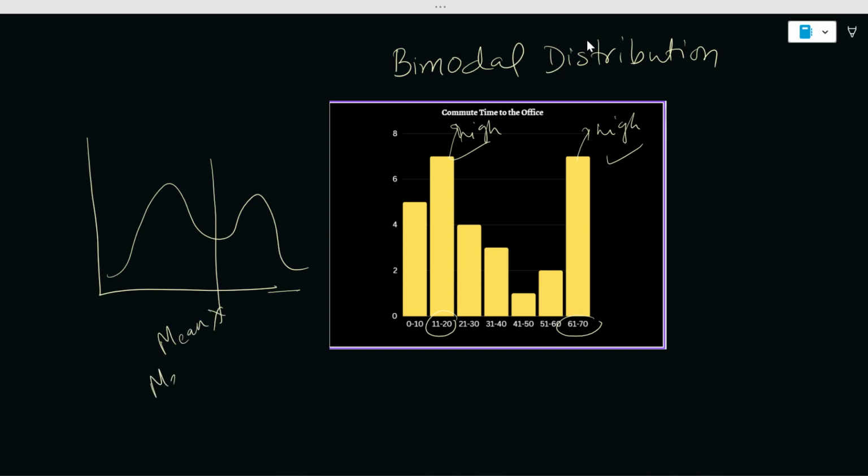How about median? Median is clearly the best indicator of the central location of the data, and it is less affected by the peaks. So that was all about different kinds of distribution: symmetrical, asymmetrical, and in terms of modal distribution.